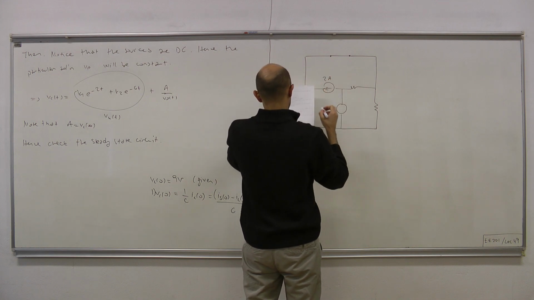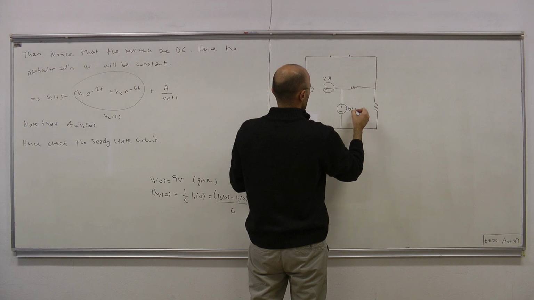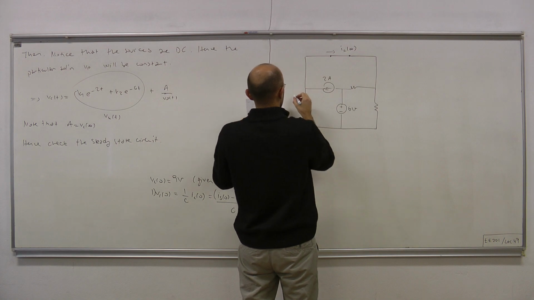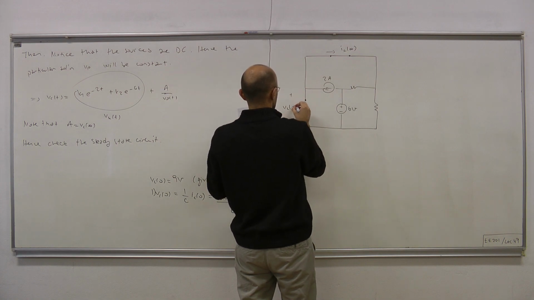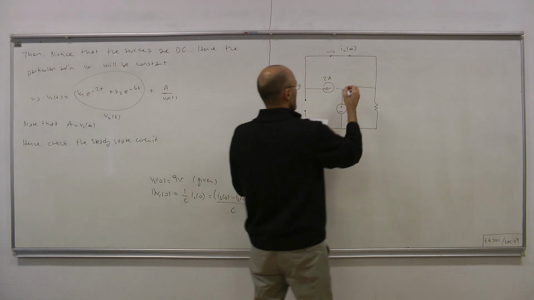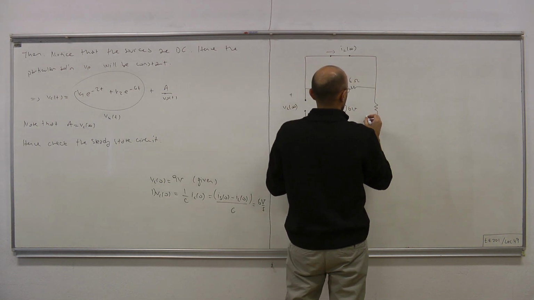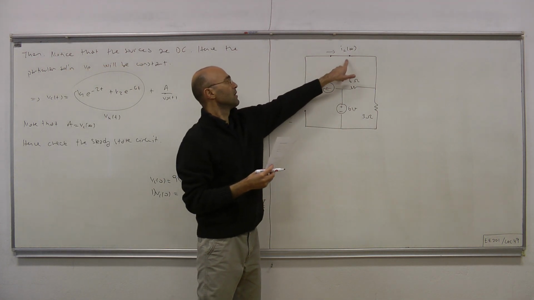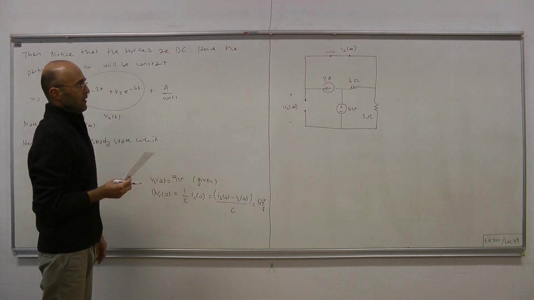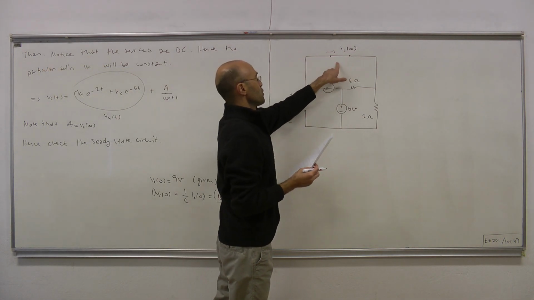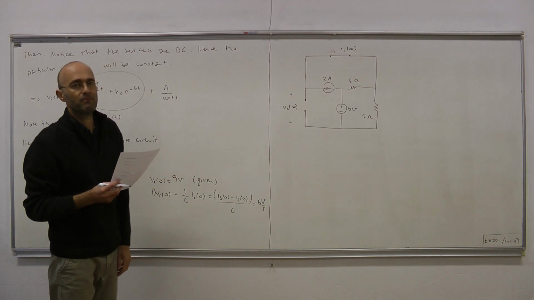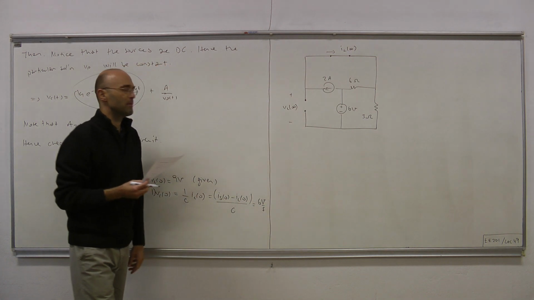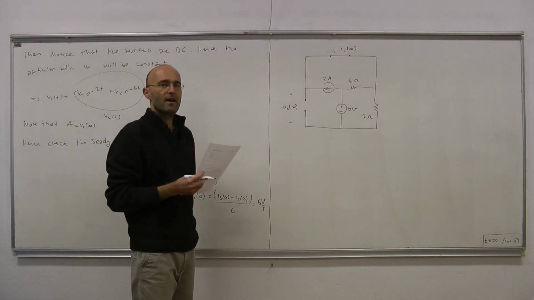6 volts. This is IL infinity, and this is VC at infinity. 6 ohm, and this is 3 ohms. Okay. At t equals infinity, the inductor behaves like a short circuit because the inductor voltage has to be 0. Likewise, the capacitor behaves like an open circuit because the capacitor current has to be 0.